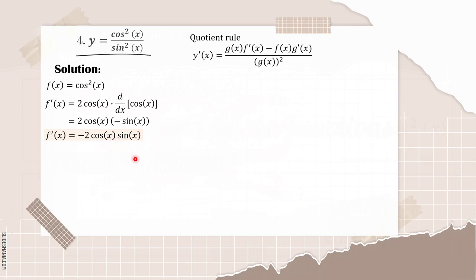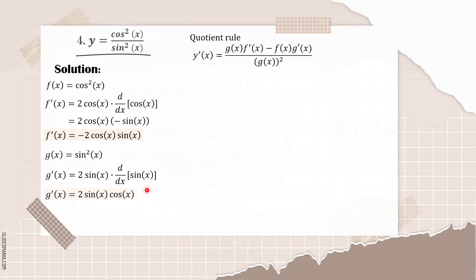Next is finding the derivative of g of x, which is our denominator, sine squared of x. To do it, we need to use the same procedure as with finding the derivative of f of x. Our derivative of sine squared is equal to 2 sine, and then copy the x, times the derivative of sine of x, which is cosine of x. Therefore, our g prime of x is equal to 2 sine of x times cosine of x.